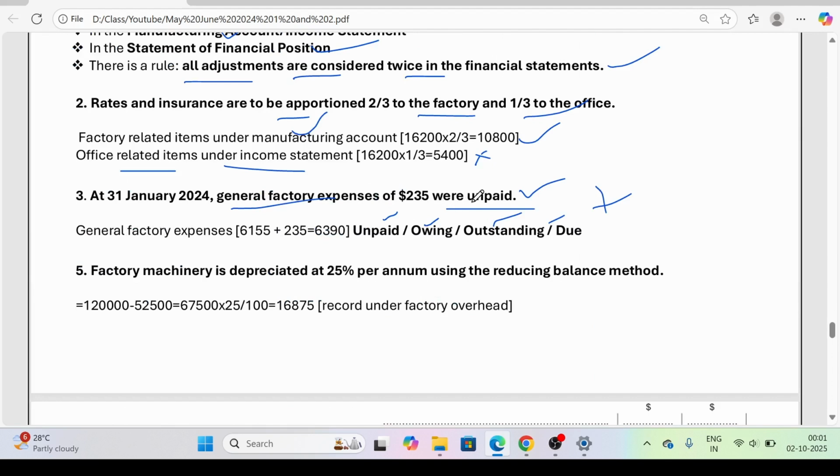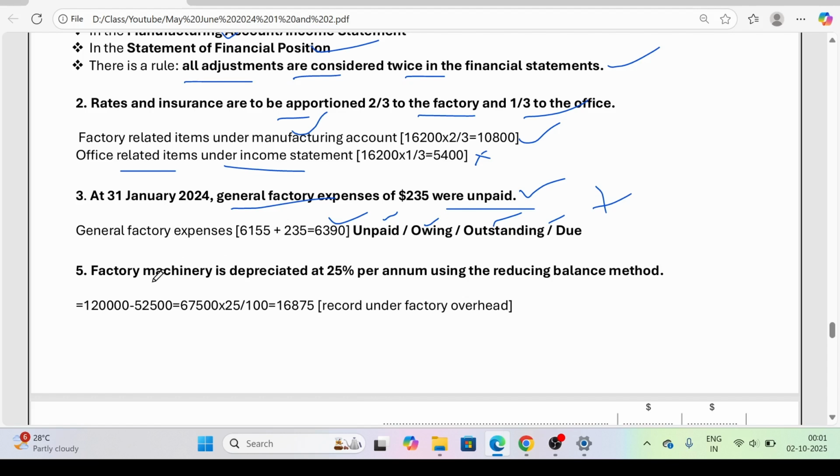6,155 plus unpaid means not yet paid. We have to add it, right? So 6,155 plus 235, the total value will be 6,390. So this amount we have to record under factory overhead. Okay, this is factory overhead.